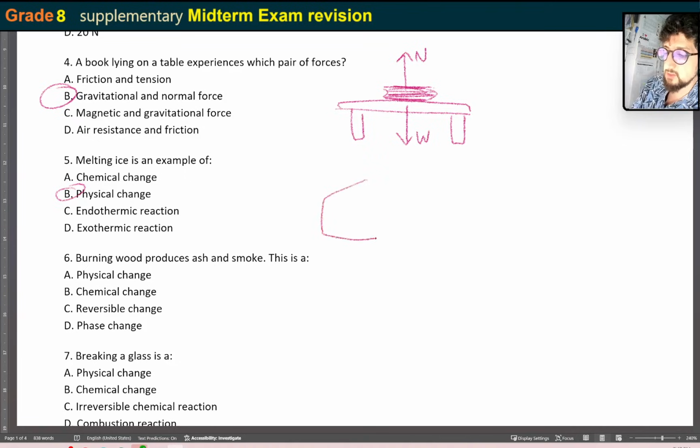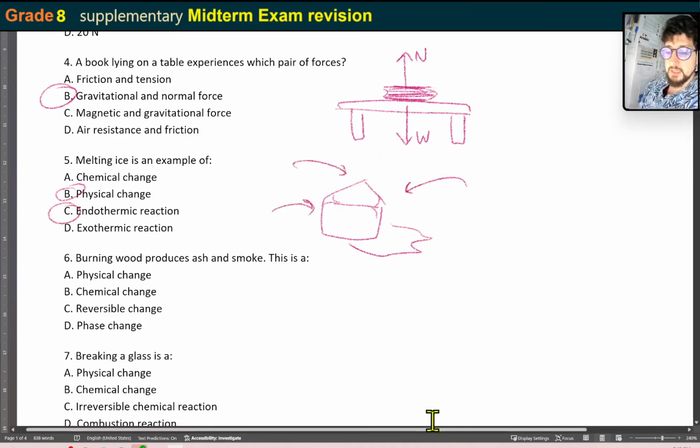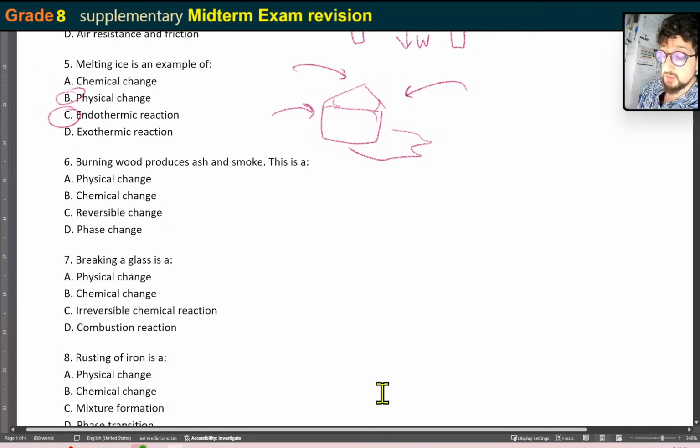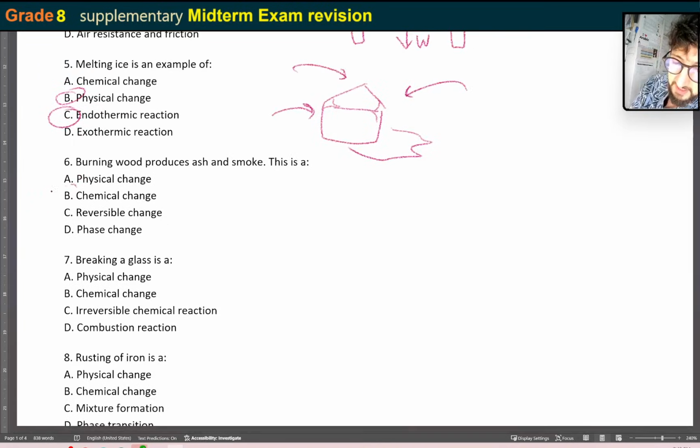Let's have a look. So this is ice in all its glory. Okay, it's a triangular ice. Okay, here we go. And it's melting. So in order for the ice to melt, it has to absorb heat. Heat has to go in. So it is also endothermic. Okay? Burning wood produces ash and smoke. This is, once again, a chemical change.